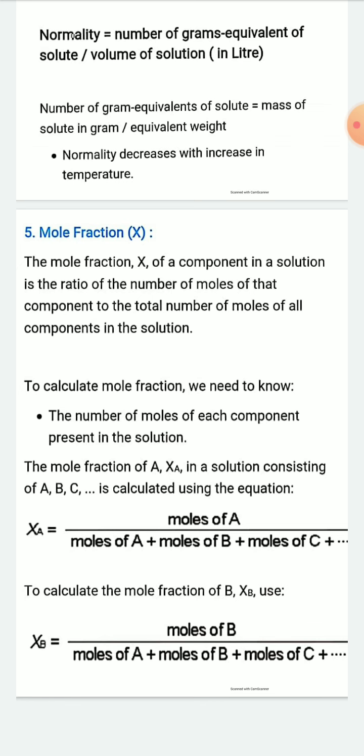That means you have to divide the mole number of that particular component by the total mole number of the solution. If you want to get the mole fraction of any component of a solution, then you have to divide the mole number of that component by the total number of moles present in the solution.